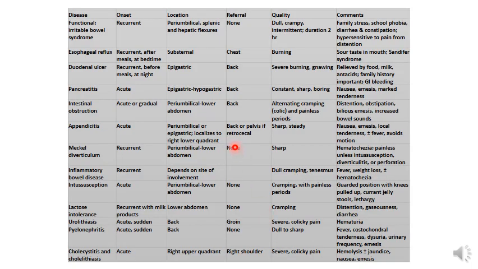So this table shows you the disease and the presentation of abdominal pain, whether acute or recurrent, and the site of pain, referral, quality, and comment. So you can read this table as you see it.